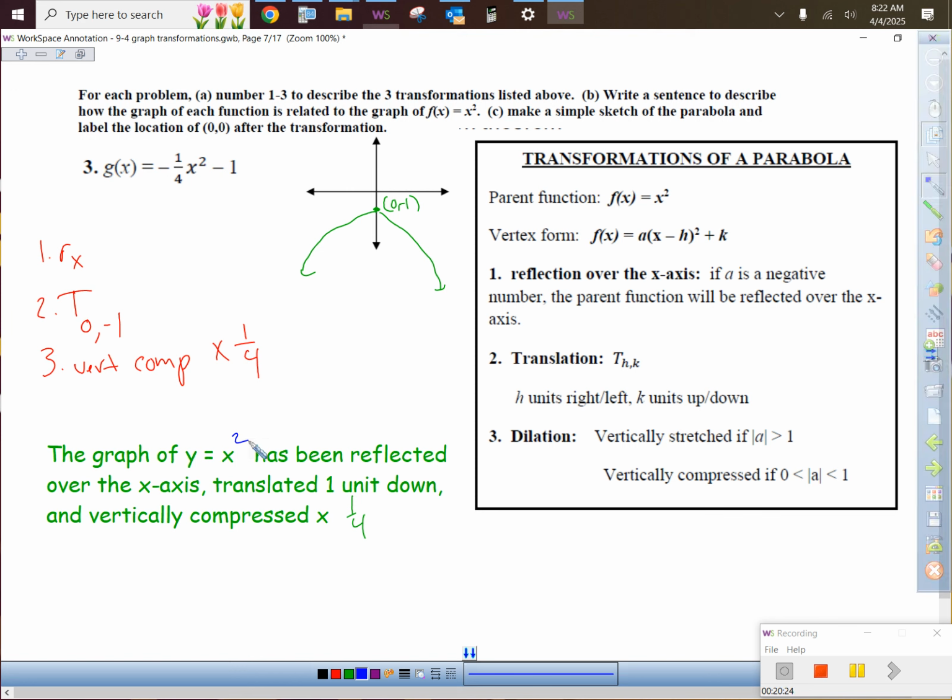You don't need to say 0 units right. Do you know what I mean? It's like it didn't happen, right? So if you do, it's kind of okay, but it's weird. So it's been translated 1 unit down. And then here, I don't want you to abbreviate this. I want you to write it out. Vertically compressed times 1/4. The words are spelled for you on that note card, like on your paper. Here's the words vertically compressed if you don't know how it's spelled.